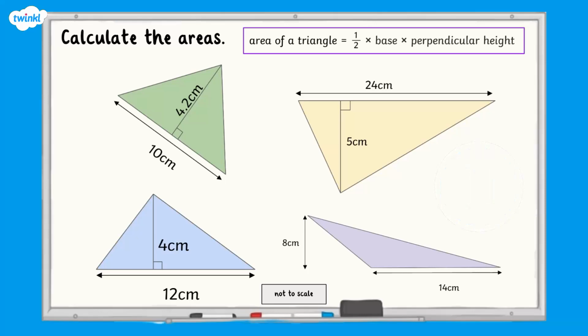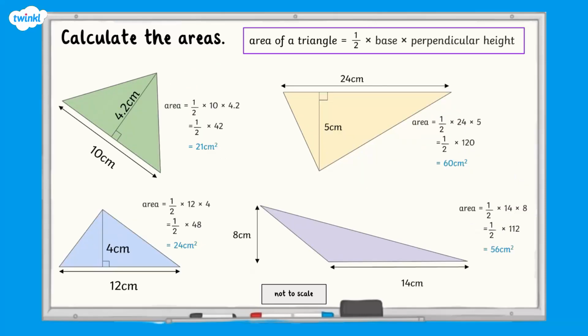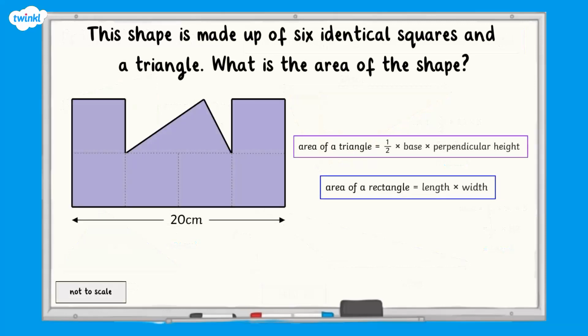Here are the areas of the triangles. Well done if you got them all correct. If you need to have another look at how you should have figured these out, you can always rewind the video. Time for a final challenge.